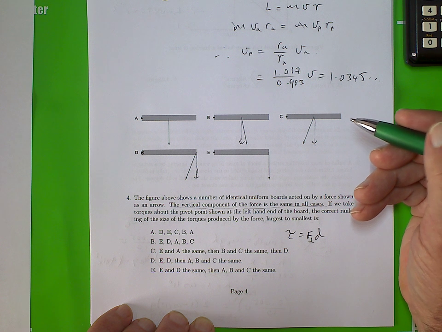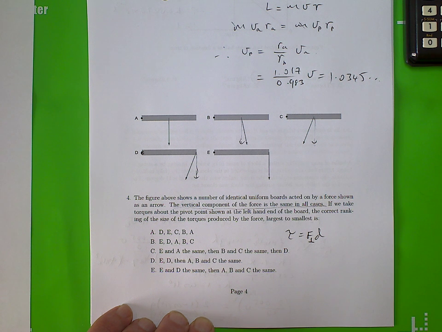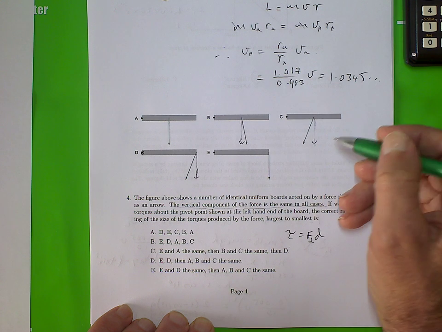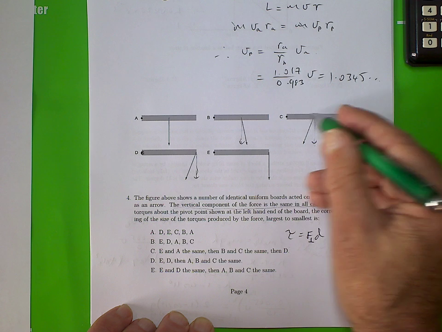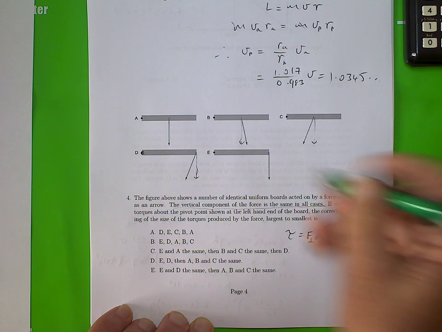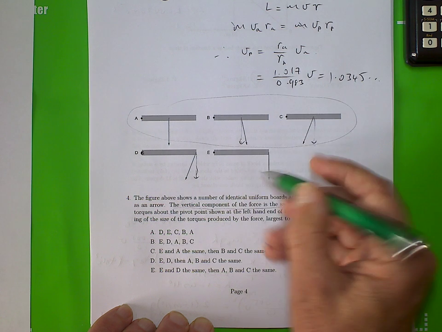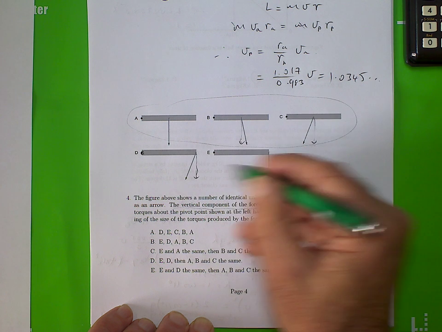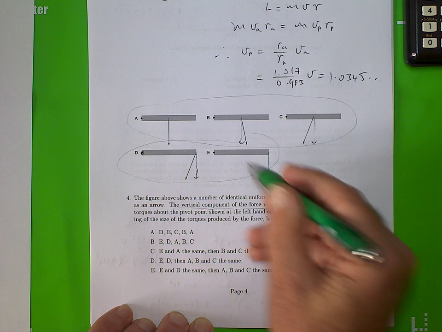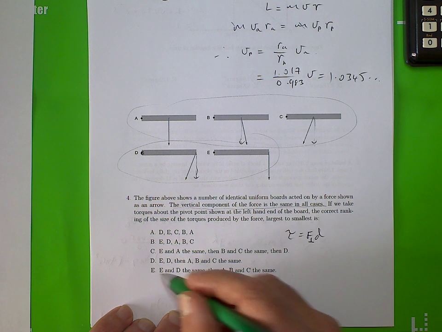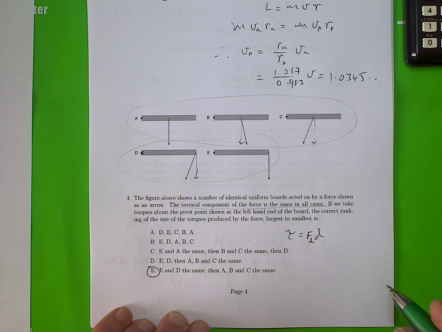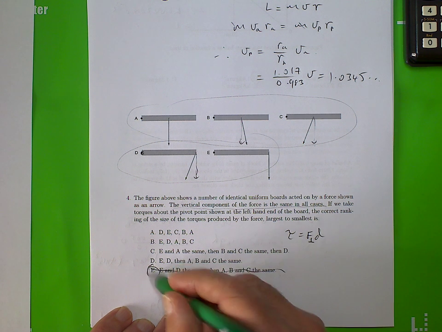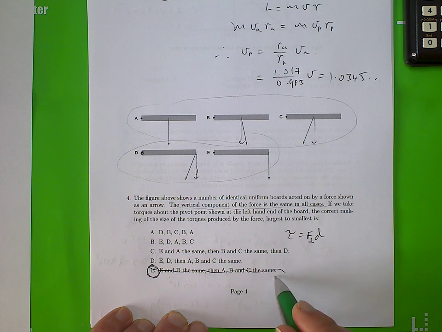So the component of the force at right angles is the same in all cases. It's easy to see that if we just look at this, that's halfway along, that's halfway along, that's halfway along. So D is the same for all of those, and F is the same. So those three are all the same. Here we have twice the distance, they're all the way along, and F is the same. So these two are the biggest, E and D the same, then A, B and C the same.